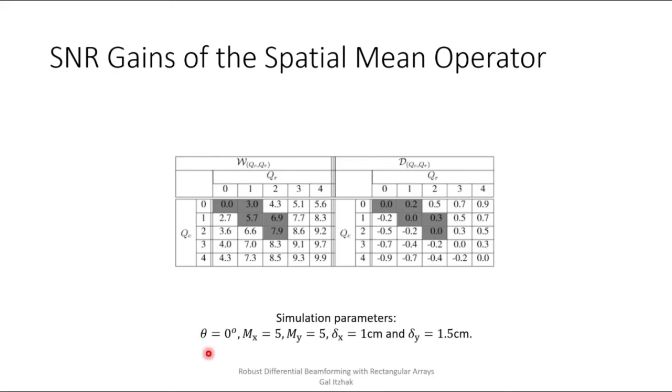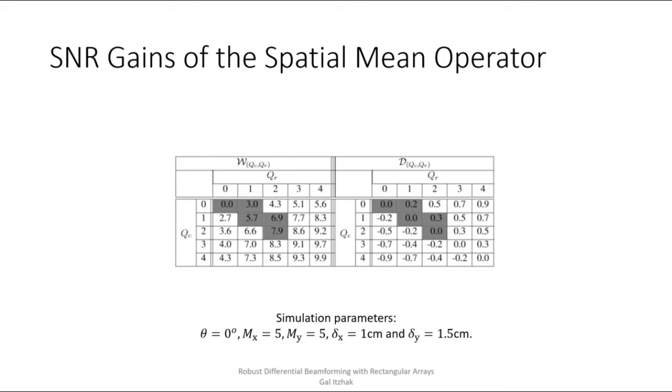So for example, in this case, when theta equals 0, it's intuitively clear that averaging along the rows would be more beneficial than averaging along the columns, since the desired signal is in fact in the broadside with respect to each ULA along the y-axis. So this practically means that applying the mean operator along the rows actually resembles the application of a series of delay and sum beamformers, which are known to be optimal in terms of the white noise gain.